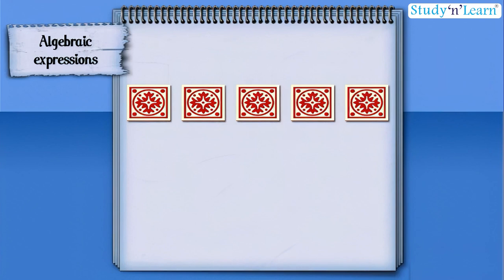For one square patch, there is no joint. On joining two square patches, there is one joint. On joining three square patches, there are two joints. On four patches, there are three joints. On five patches, there are four joints. With one patch increase, one joint increases.